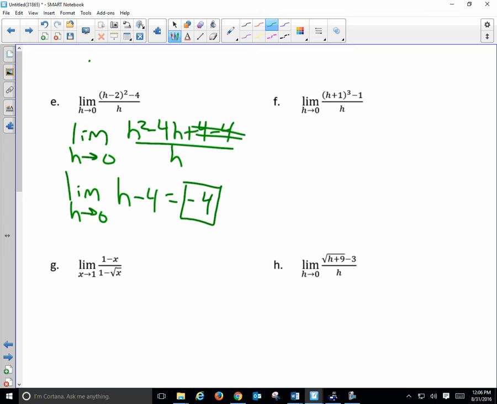Well, the next one. Can you plug in 0? No, you get 0 over 0. What do you want to do? Cube it out. Sounds like a lot of work. Remember Pascal's triangle? Remember it now? So if you cube h to the third, you get h to the third. You're going to get h squared times 1. You're going to get h times 1 squared. And you're going to get 1 to the third, which is 1. Now all I need is my coefficients. My coefficients would be 1, 3, 3, and 1.